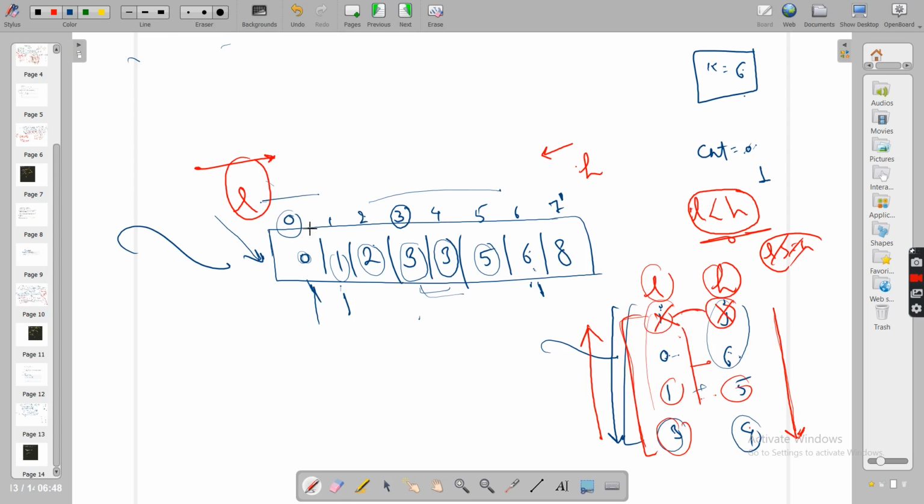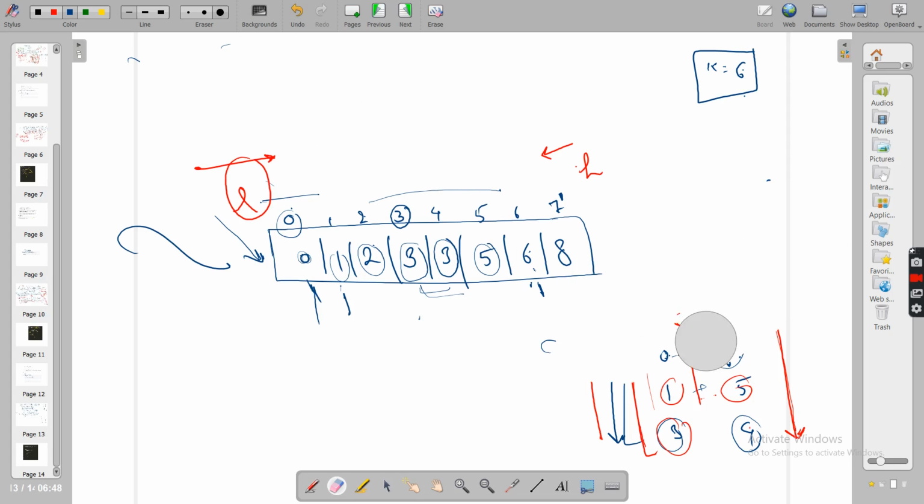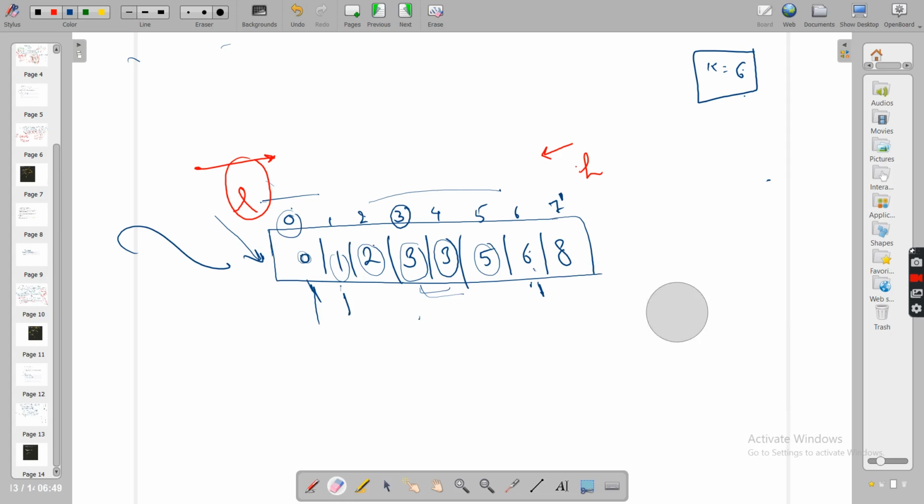So now let's see L and H, and calculate the sum. We are starting with a two pointer. Let me remove this. I hope you got this idea of why we are going for two pointer. If it is, then let me know in comments, guys. It will really motivate me a lot.